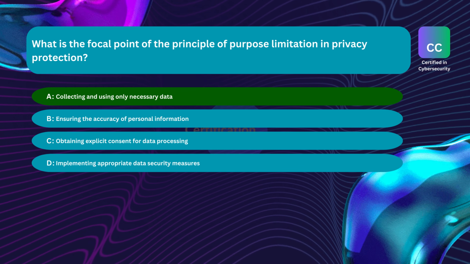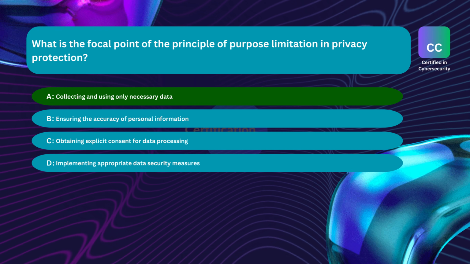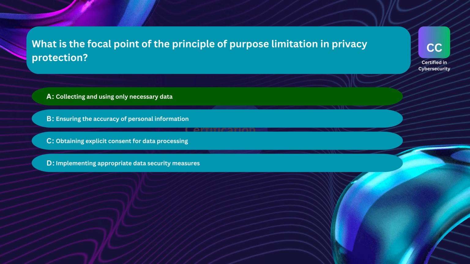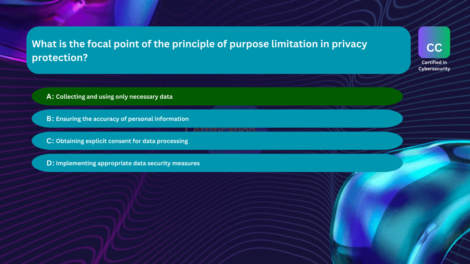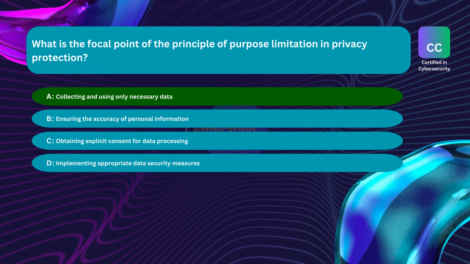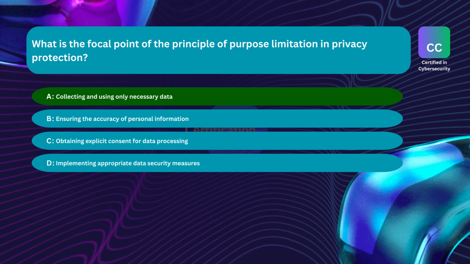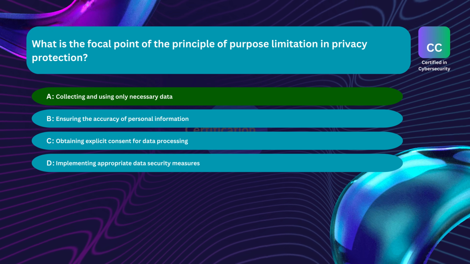The correct answer is Option A, collecting and using only necessary data. Purpose limitation states that personal information should only be collected and used for specific, legitimate purposes and should not be further processed in a manner incompatible with those purposes.